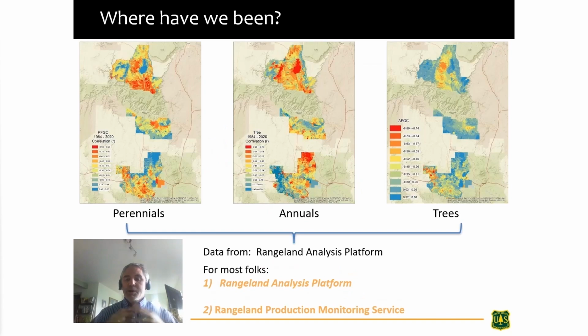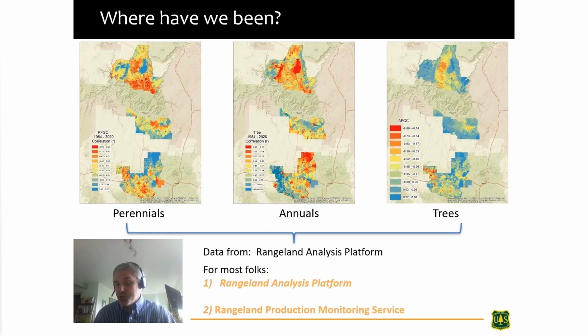So another way of looking at trend over time is in mapped format. You can use the Rangeland Analysis Platform information or the Rangeland Production Monitoring Service information to map trends over time. Here we have simple correlation with each of these life forms, perennials, annuals, and trees, with respect to time on the Kaibab National Forest. Red tones tell us areas where, over that time period from 1986 to present day, the life form has been decreasing. The converse is true with cool tones.